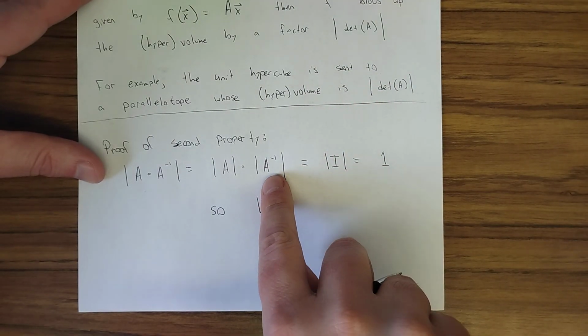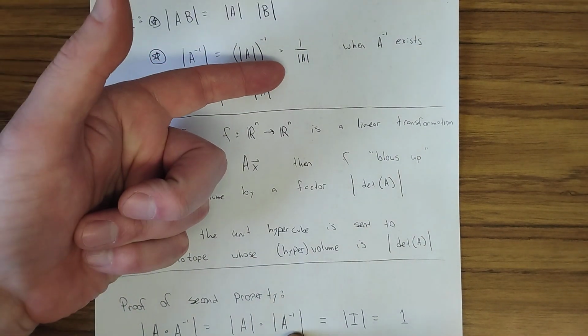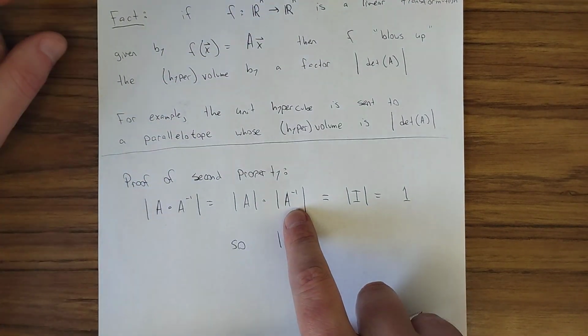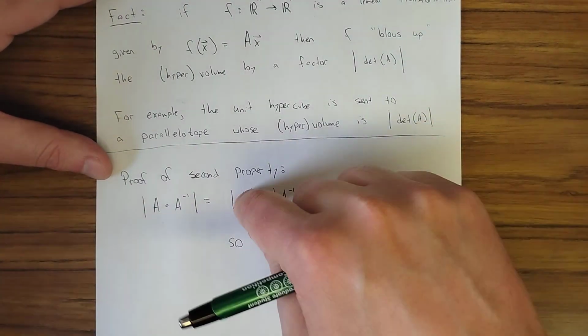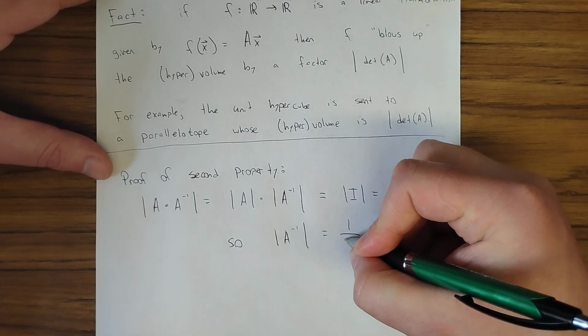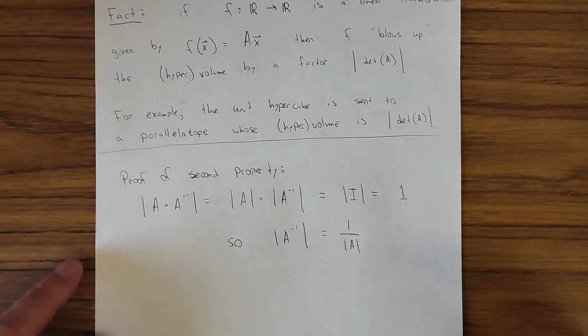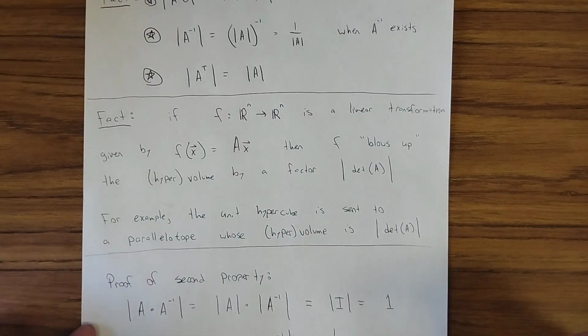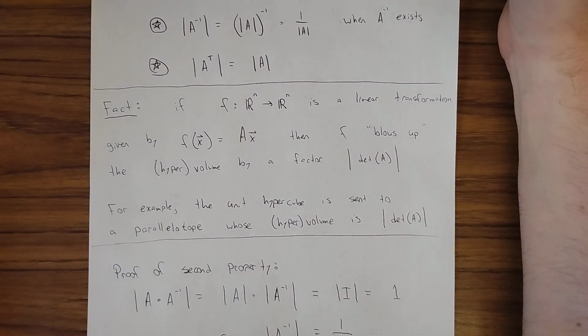So now I can solve for this. I'm trying to justify this property, so I can solve for the determinant of A inverse, and I'll get there. I'm just going to do 1 divided by this and get the answer I expected. Okay, great. So I proved one thing. I didn't prove a lot of other things, but I'm okay with that.